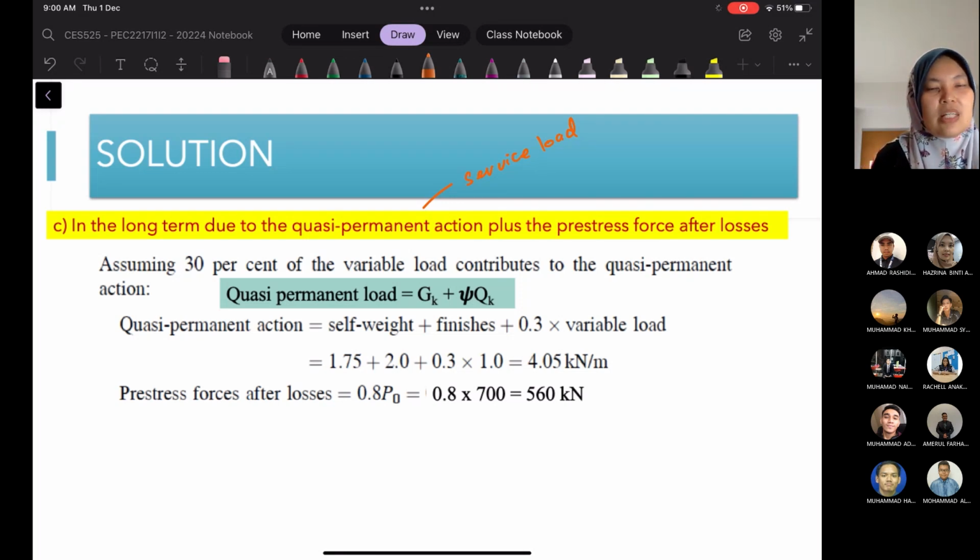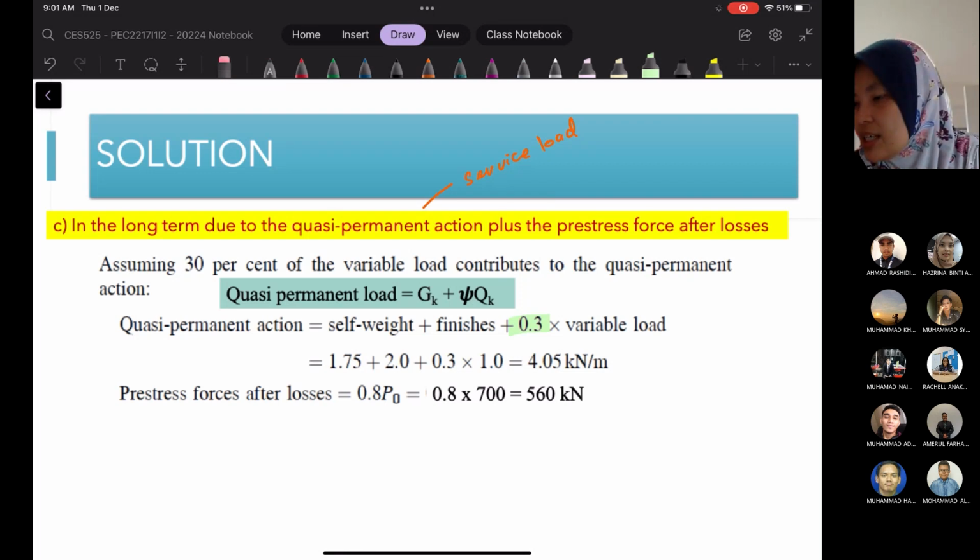So if you still remember previously, we have learned how to calculate the quasi-permanent action. So it is equals to GK plus phi times QK, right? Phi we take as 0.3, which is from the table, Table A.1 I think, that we looked at previously, in order to calculate the quasi-permanent action. So you can look back at the previous example.